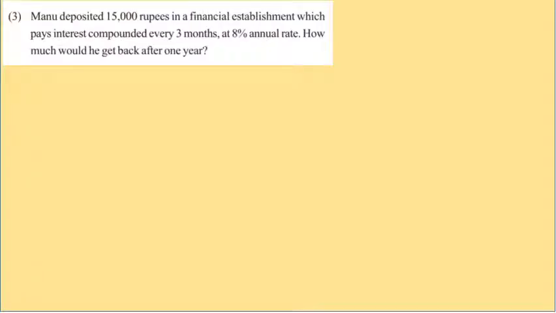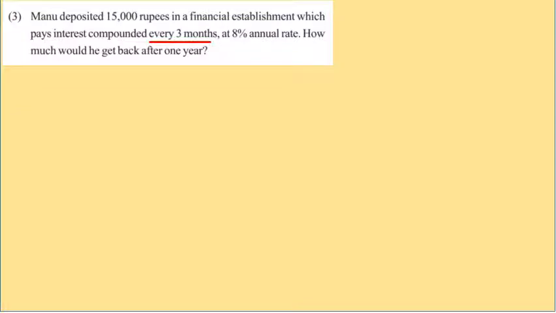Question number 3. Manu deposited 15,000 rupees in a financial establishment which pays interest compounded every 3 months at 8% annual rate. How much would he get back after 1 year? See children, in this question, interest compounded every 3 months. That means interest is compounded quarterly.